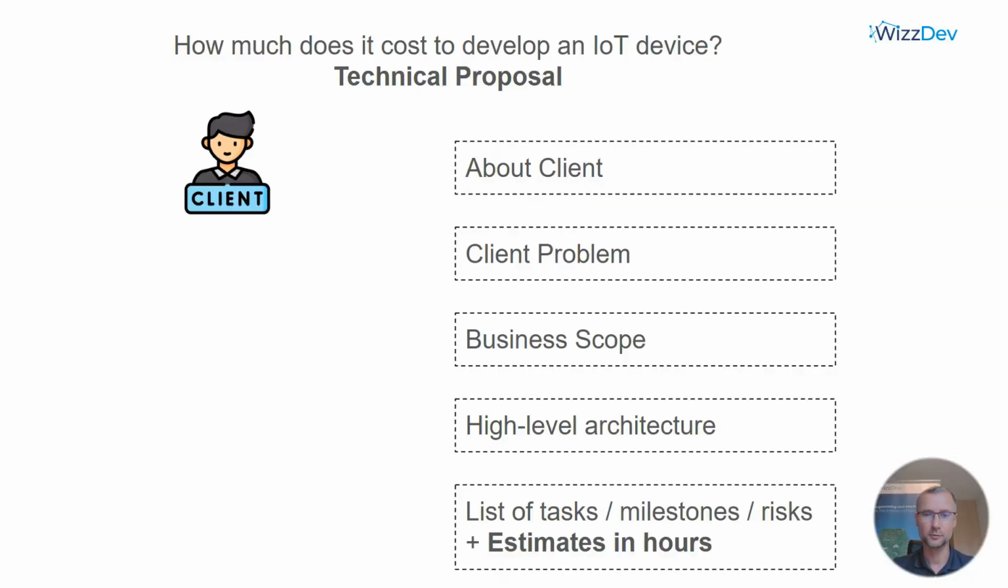And at the end is the most important part, which is the list of milestones and estimates in hours, which indicate the cost of the project. Yeah, so that's the quick overview. Let's look at the example, so it will be easier to understand.